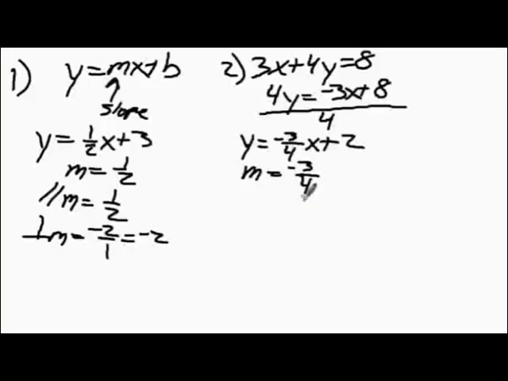What does the slope of the line parallel to it have to be? The exact same. What's the slope of a line perpendicular to it? Let's flip it, 4/3, and change the sign. That's a negative slope, so this one's got to be a positive.